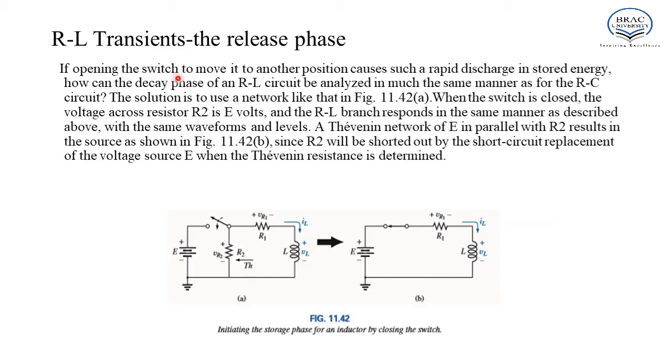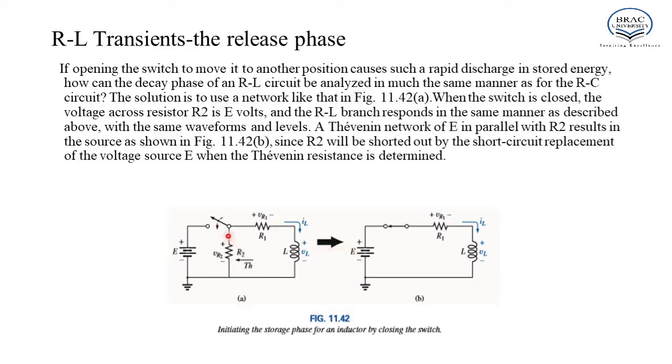If opening the switch to move it to another position causes such a rapid discharge in stored energy, how can the decay phase of an RL circuit be analyzed in the same manner as for the RC circuit? The solution is to use a network like that shown in figure 11.42a. When the switch is closed, the voltage across resistor R2 is E volts, and the RL branch responds in the same manner as described above with the same waveforms and levels.